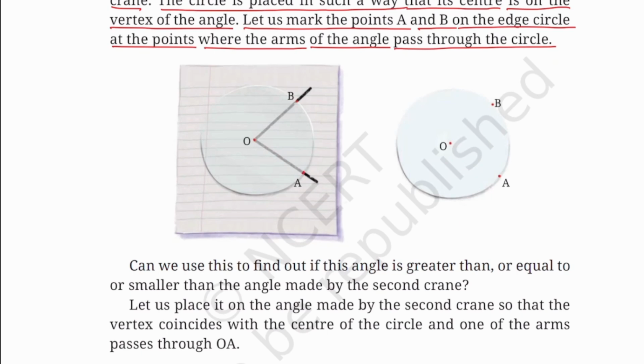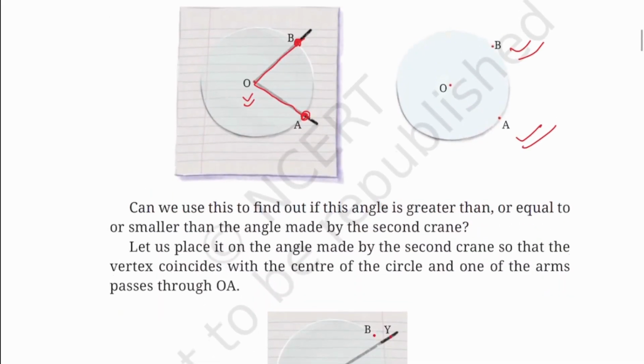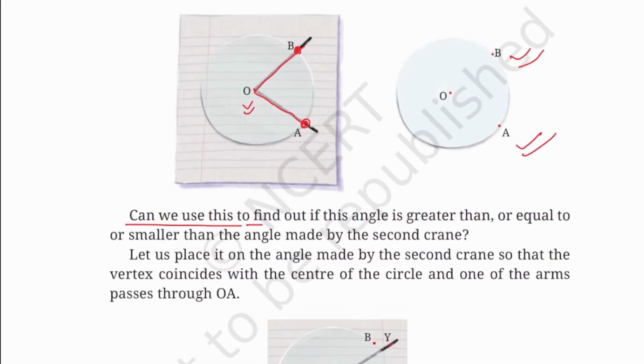If you want to measure angle AOB, then you have to place the vertex of the angle at the center of the circle like this. And after placing it like that, you have to mark the points A and B on the circle like this. Can we use this to find out if this angle is greater than, equal to or smaller than the angle made by the second crane?